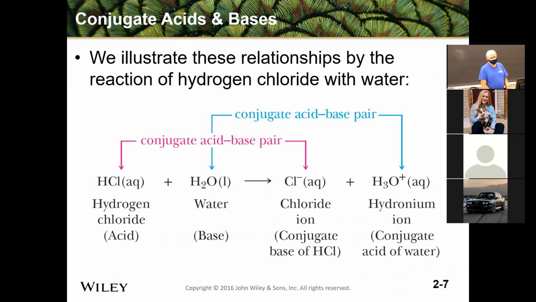Okay, be able to recognize conjugate acid-base pairs, for example. Okay, so when HCl loses a proton, it loses both an H and a plus. So the conjugate base is chloride. When water accepts a proton, it gains both an H and a plus. Okay, so it becomes H3O plus.